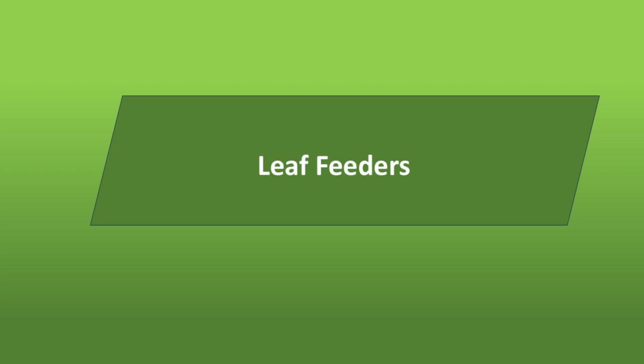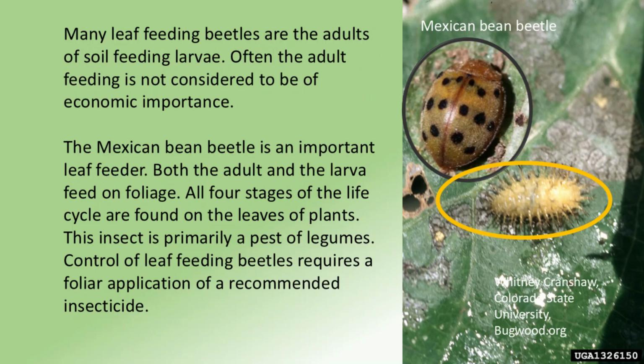Leaf feeders. Many leaf-feeding beetles are the adults of soil-feeding larvae. Often the adult feeding is not considered to be of economic importance. The Mexican bean beetle is an important leaf feeder. Both the adult and the larva feed on foliage. All 4 stages of the life cycle are found on the leaves of plants. This insect is primarily a pest of legumes. Control of leaf-eating beetles requires a foliar application of a recommended insecticide.